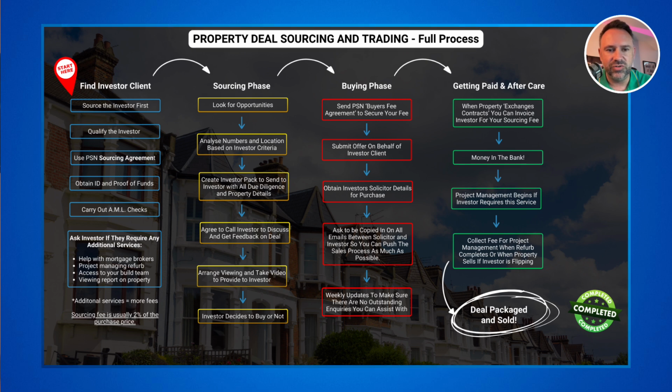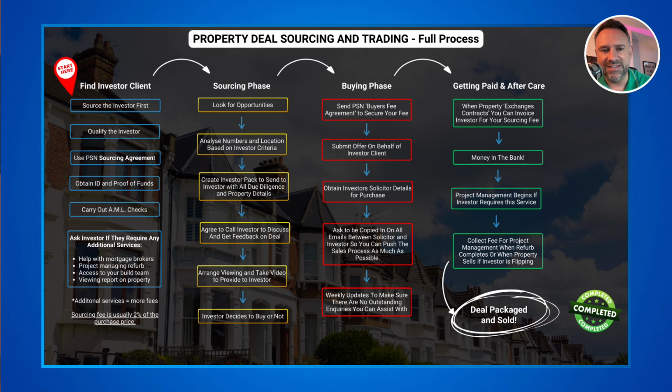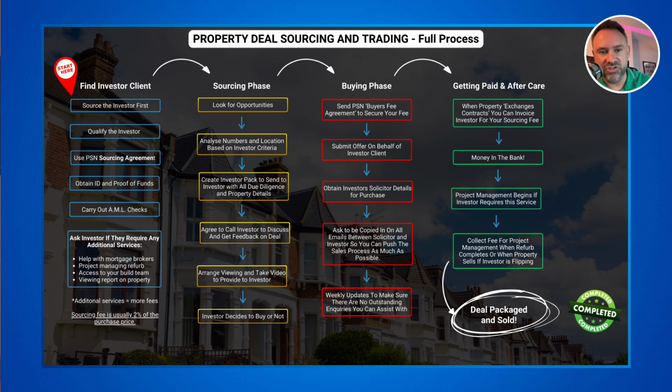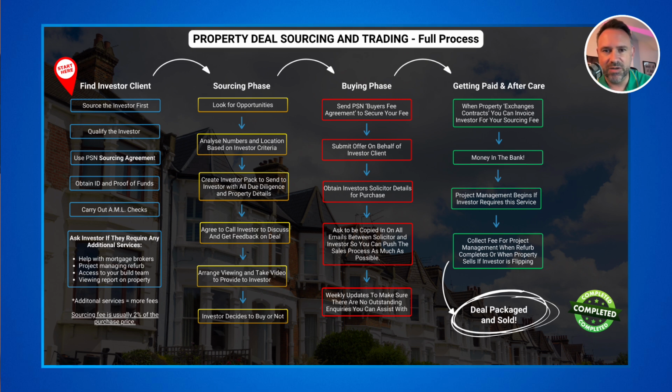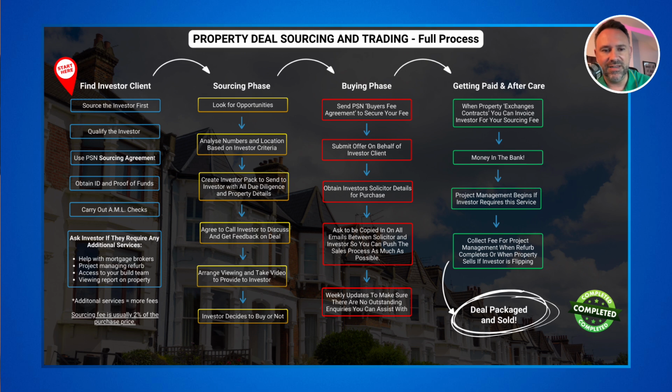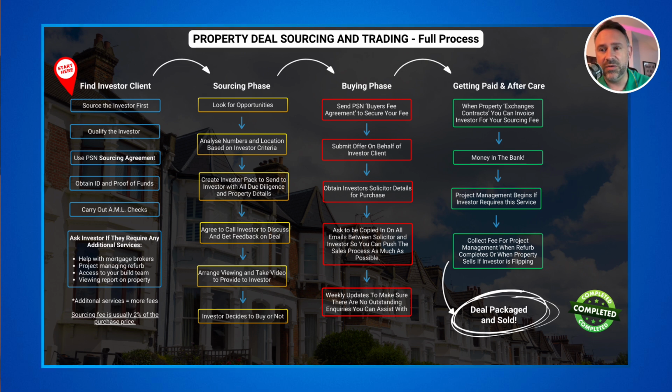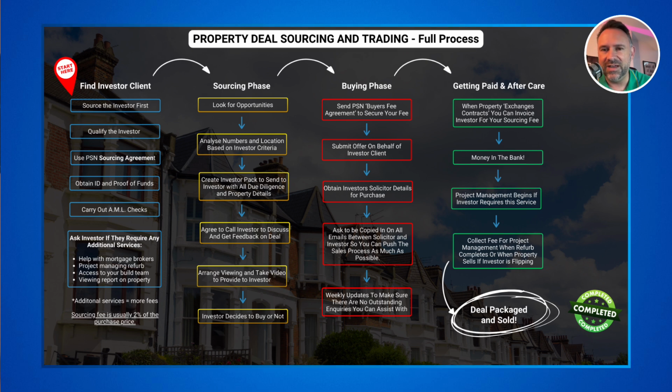Then you're going to ask your investor at this stage, it's a good idea, if they require any additional services, so help with mortgage brokers, maybe bridging finance brokers. Do they need help project managing if it's a refurb? You could potentially offer that as a service. Do they need access to your build team? Do they need a viewing report on the property done? Additional services, don't forget, may carry extra fees for yourself.